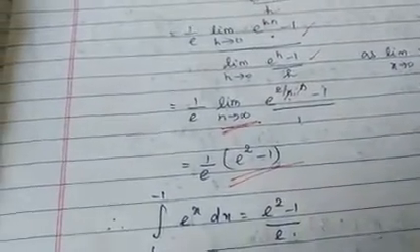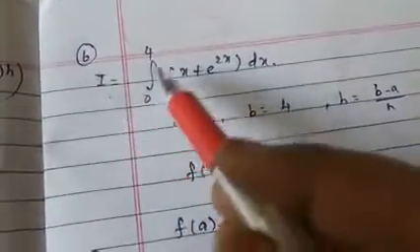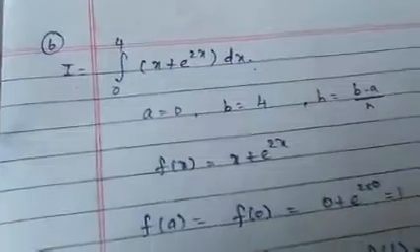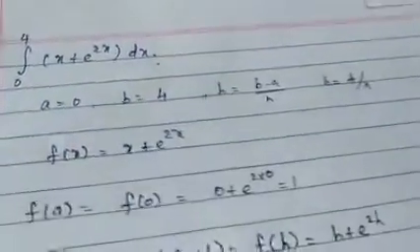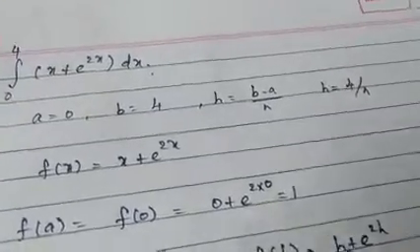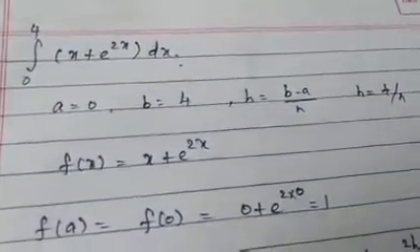Let us move on to the last question. I equal to integral 0 to 4 x plus e power 2x dx. Write what is the value of a, write what is the value of b, and write the value of h, that is b minus a. That is b minus a is nothing but 4 minus 0 divided by n. Therefore, h value is nothing but 4 by n.